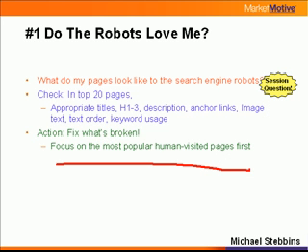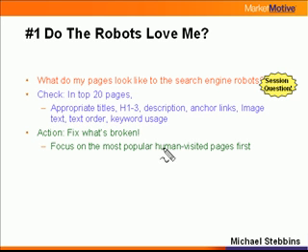Now let's narrow that a little bit and make sure that we focus on the most popular human visited pages first. Just because a page is visited more by a robot doesn't mean it's the most popular page to your visitors. So let's make sure that we optimize the pages that we want our visitors to see and get those ranking as well as we can in the search engine. So now that we have our 3 points for our Interrogators template, let's go ahead and take a look at which tools show our answers.